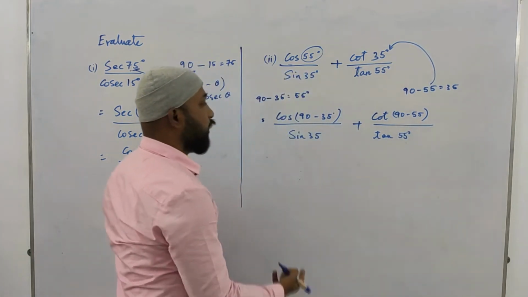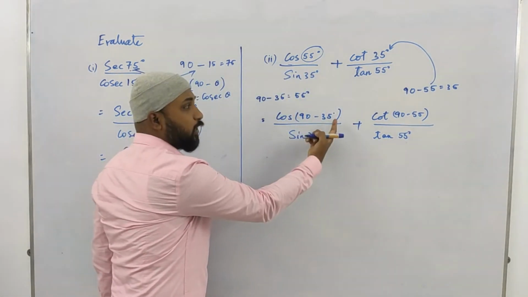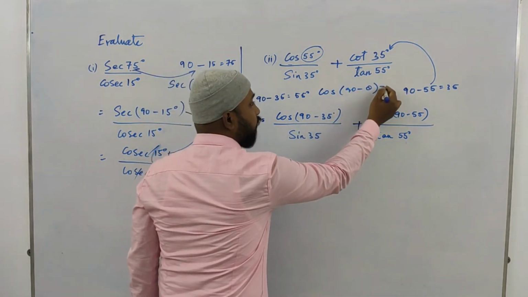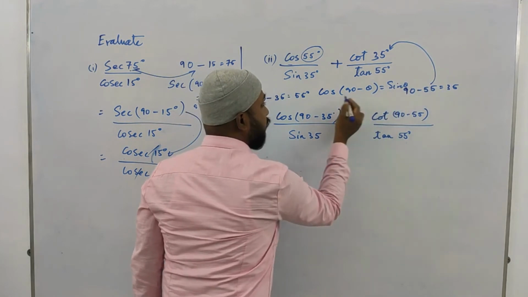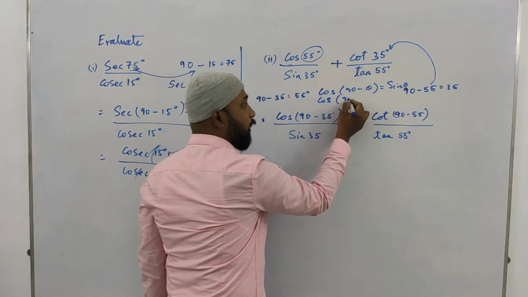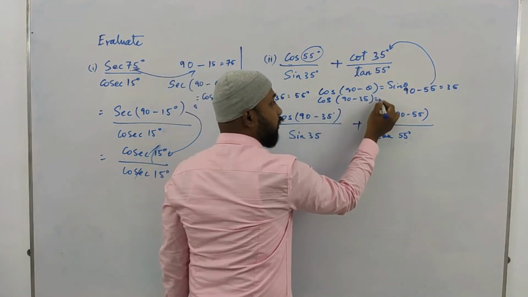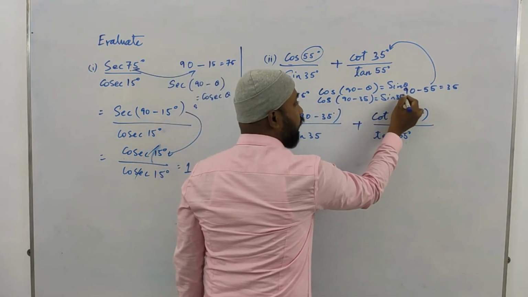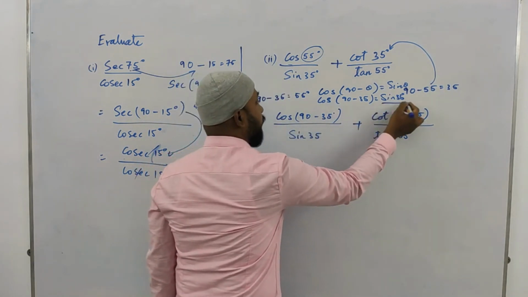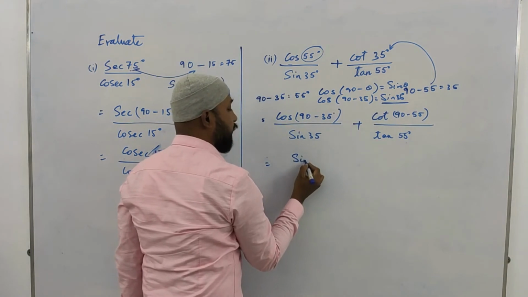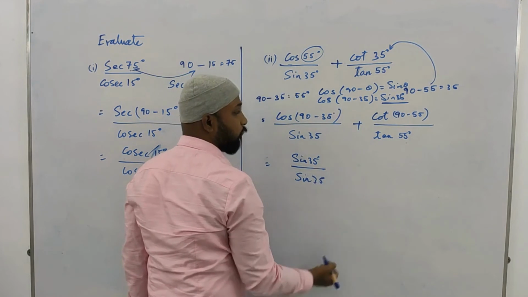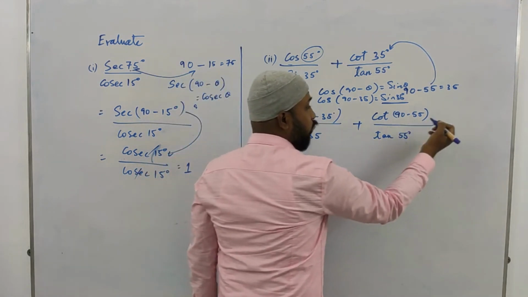You see, now we are having two things. Of which form is it? Cos (90 minus theta). And what is the formula for it? Sin theta. If cos (90 minus theta) is equal to sin theta, then cos (90 minus 35) will be equal to how much? It will be equal to sin 35. So in place of this cos (90 minus 35), we will write sin 35. So sin 35 by sin 35 plus, again, what do we know the formula as?